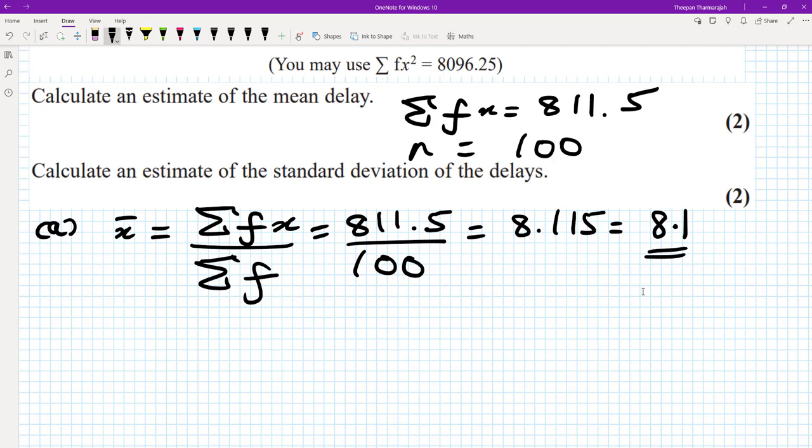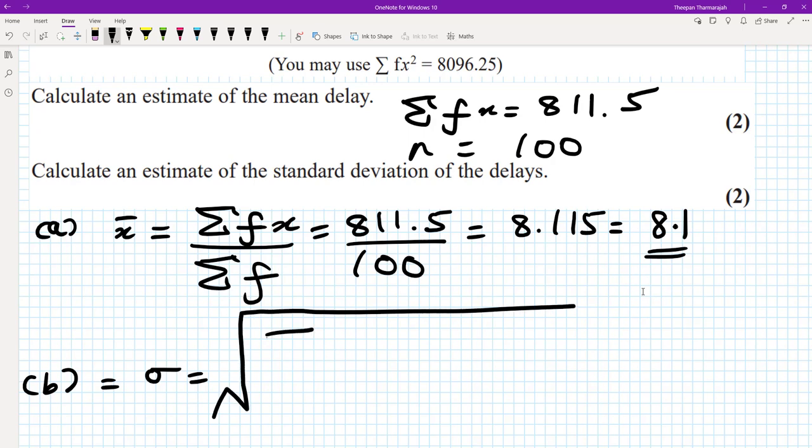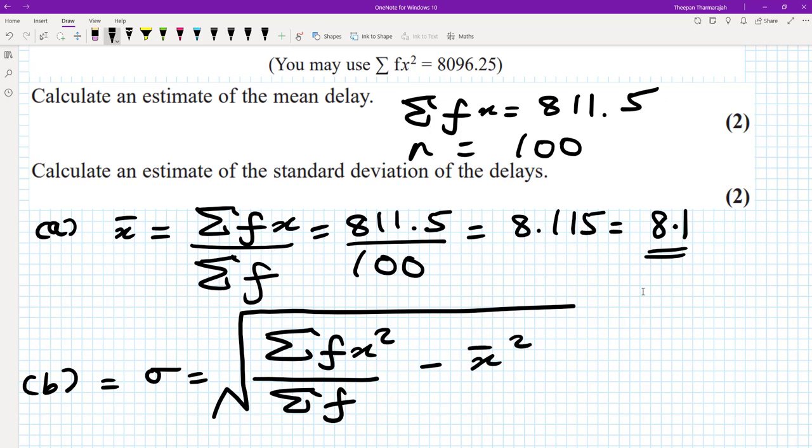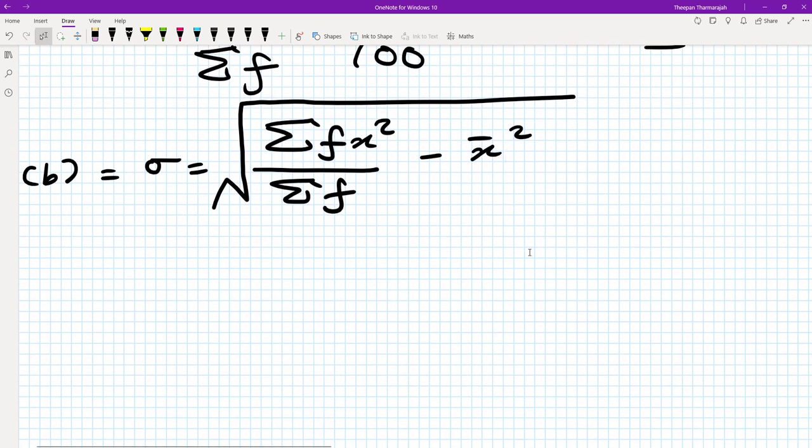So let's work out the standard deviation. Well, what's the formula for the standard deviation? Because it's group data, sigma is going to be the square root of the sum of fx squared divided by the total number of values, that's the sum of f, minus the mean squared. That's the formula for the standard deviation. We know what the sum of fx squared is. It's 8096.25. So let's substitute that in.